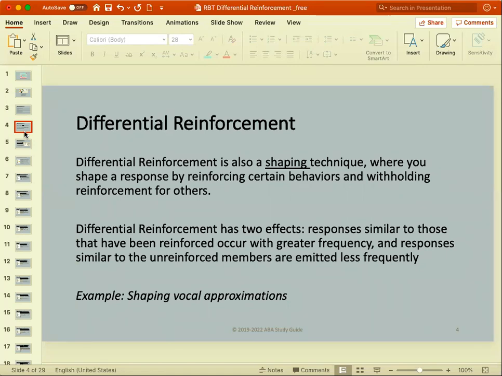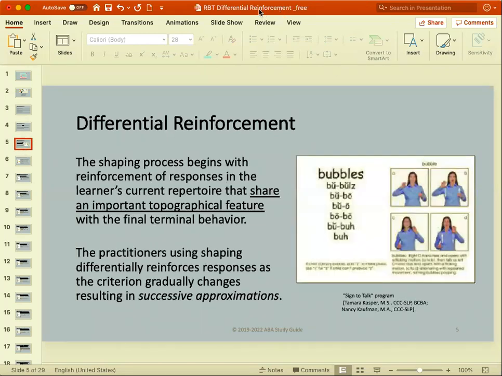Okay, so an example is shaping vocal approximations. I have done a lot of vocal verbal behavior shaping, and differential reinforcement for shaping vocal verbal behavior is very, very effective. So here's an example of that. The picture here is an example of the Kaufman and Casper, the K&K cards, the Assigned to Talk program. This is a shaping process that begins with reinforcement of responses in the learner's current repertoire that share an important topographical feature with the final terminal behavior.